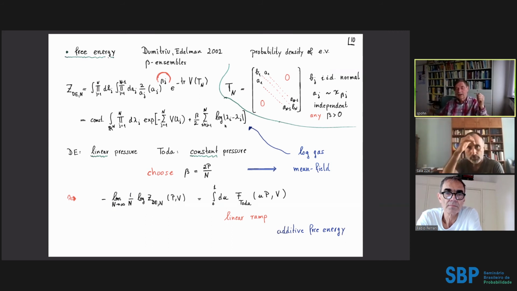Here you see, the way the logarithm appears is through this computation of Dumitru and Edelman. They were just working out volume elements. They changed variables, and they computed how you go from this volume element to this volume element.